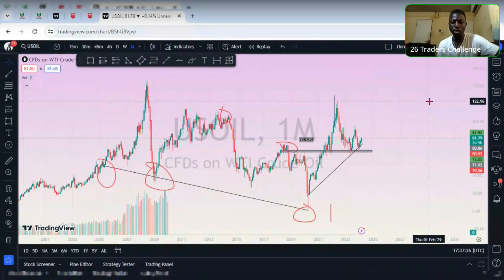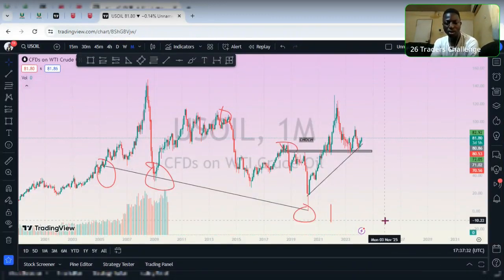Still an uptrend. Are we clear on this, guys? Any question before I proceed? Any question before I proceed? I don't hear anything. Or, my network went.